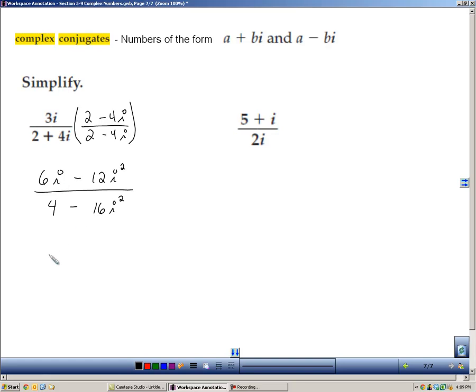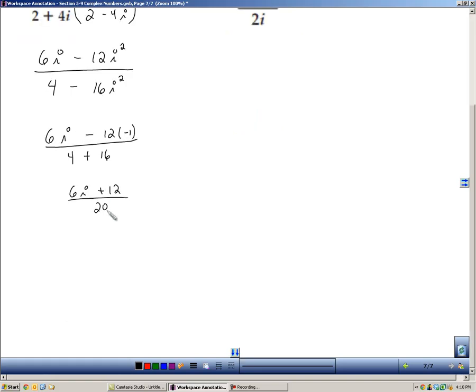Continuing further, I'm going to get a 6i minus 12. i squared is really a negative 1. So 6i plus 12 would be the numerator. And then the denominator, since i squared is a negative 1, this is really a 4 plus 16, because that's going to be a negative times a negative. So we'll get a 20 on the bottom.